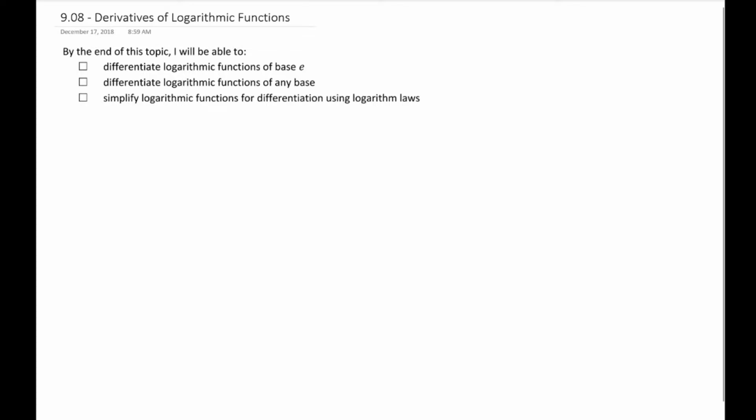In this video, we're going to look at finding the derivatives of logarithmic functions, specifically logarithmic functions that are base e. So we are looking only at derivatives of functions of the form ln x. And this is another one that becomes a little tricky to prove using first principles.